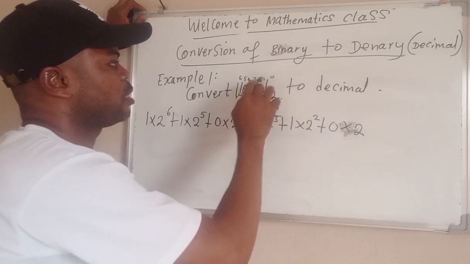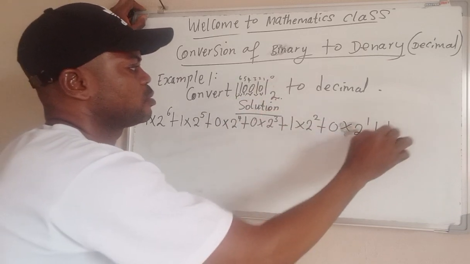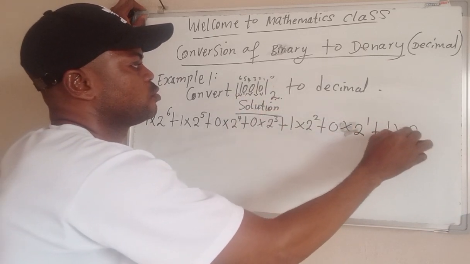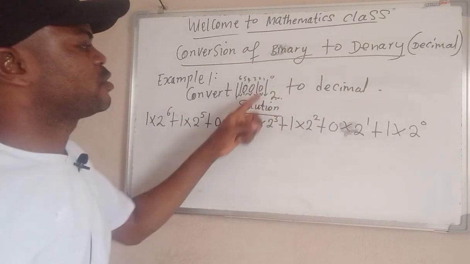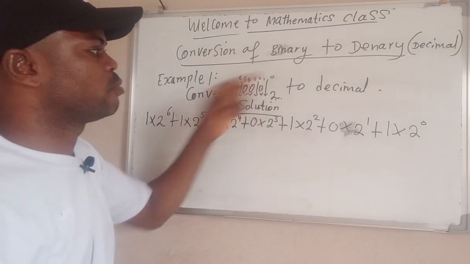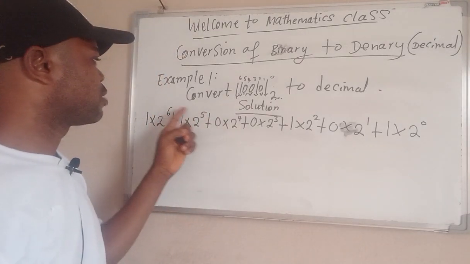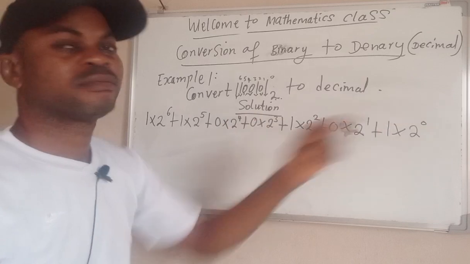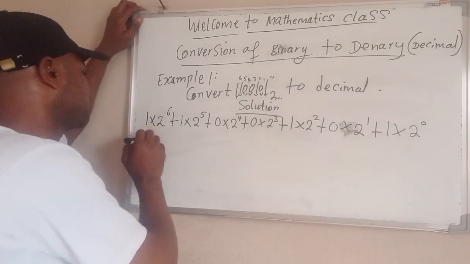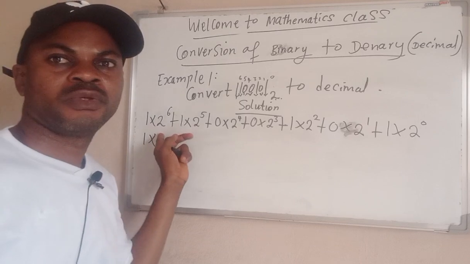Then what is the power there? It is 1. Plus, the next one is 1 times 2 raised to the power 0. Nothing is left after taking this, so the power is going to be 0. A close observation will tell you that the powers are decreasing one step at a time, reducing by 1. So we say 1 times, take a close look at this.